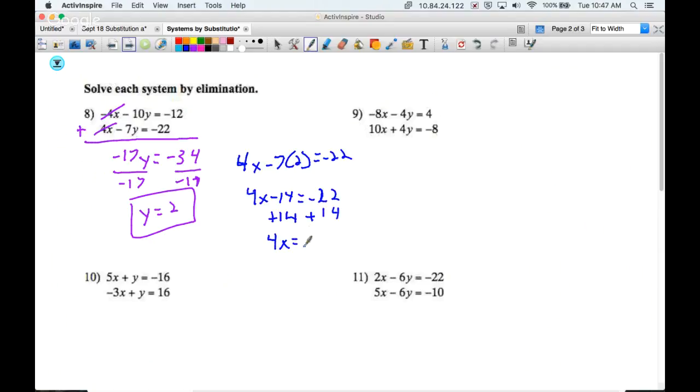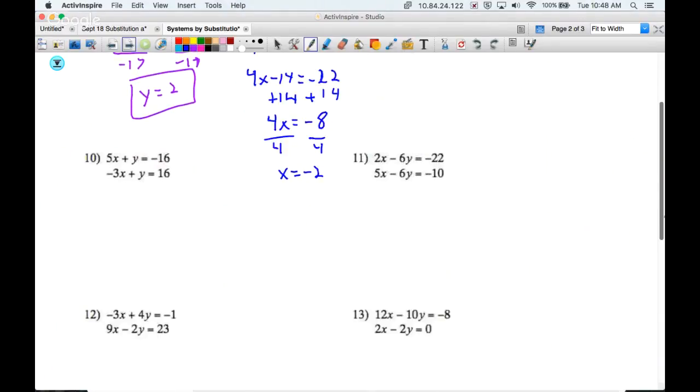4x equals a negative 8, I believe. And divide by 4, x equals negative 2. Check that with our other equation. 8 minus 20 equals negative 12. Yep. Works out. All right, let's look for one where we don't have a zero pair already.